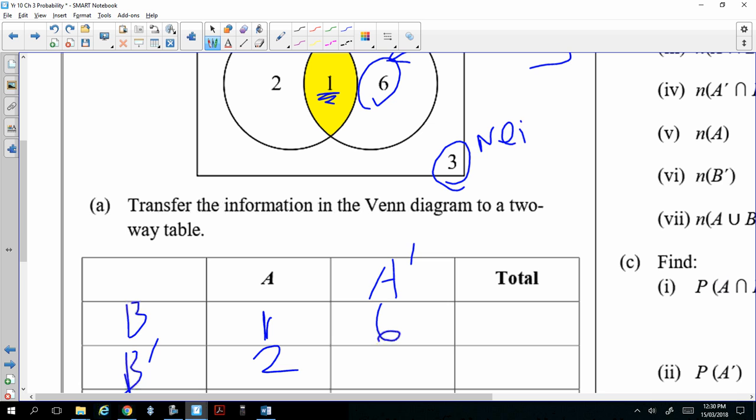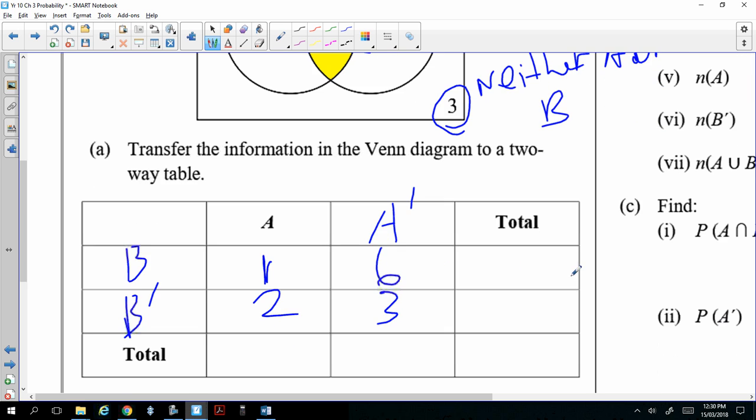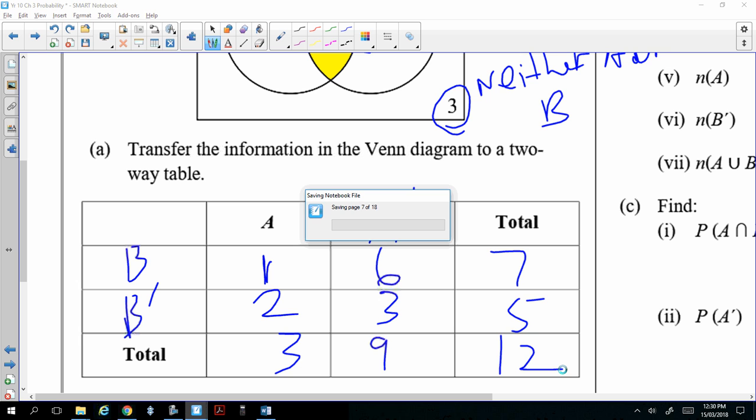Once you complete them, getting the totals is very easy. So 1 plus 6 is 7, 2 plus 3 is 5, and then add vertically 3, 9, and then you just add these two, which is 12 elements altogether. All right, very easy. And then once you get this, we just have to go through all the notation based on this example. Okay? Let's go through this.